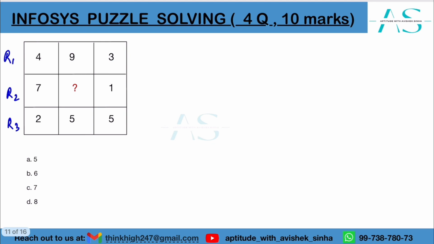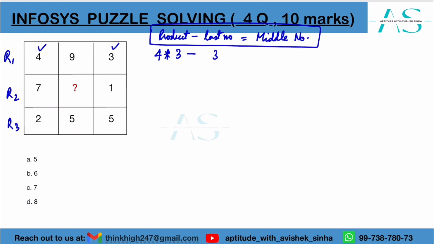Now, 4, 9 and 3, what can be done? Starting with the first and the last number, if I take their product, 4 into 3, minus the last number, that is 3, it will give me the middle number. Can we use this extensively? In the first case, 4 into 3 is 12. 12 minus 3, what do we have? It is 9.